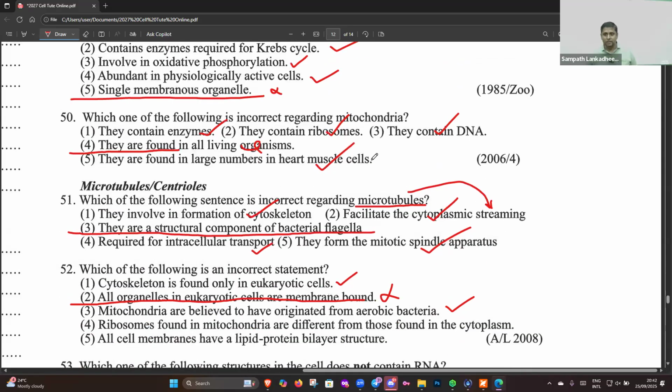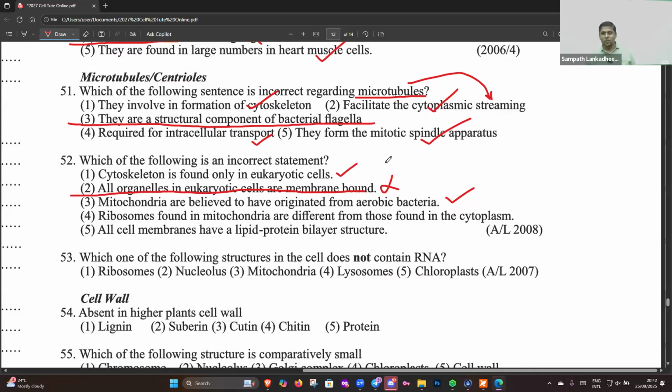Question 48, we took the fifth one. Right? Beast and the beauty. Once upon a time, there was a tiny, innocent mitochondrion. She got lost in the jungle and was trapped in the castle of a beast. Same like that, a tiny mitochondrion trapped by some eukaryotic cell. Later on, the beast started loving the beauty and then they married and lived happily ever after. So it is something like that. The mitochondria evolved from aerobic bacteria. Yes. Ribosomes found in mitochondria are different from those found in cytoplasm. Yes. All cell membranes have a lipid protein bilayer structure. Yes. So we have the answer.